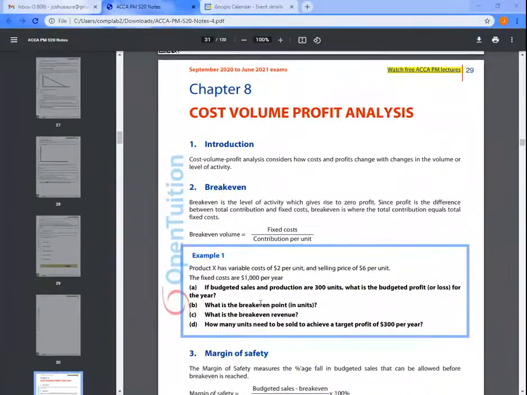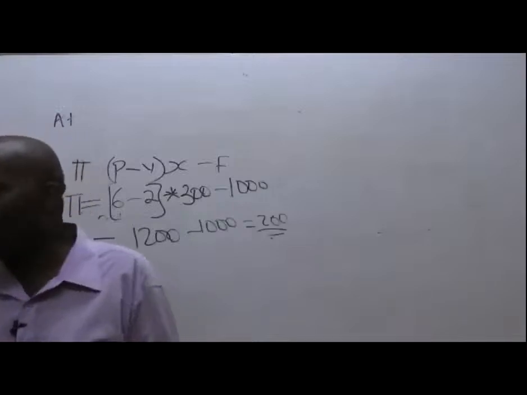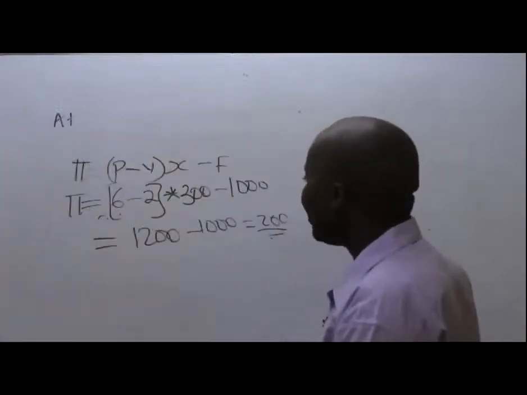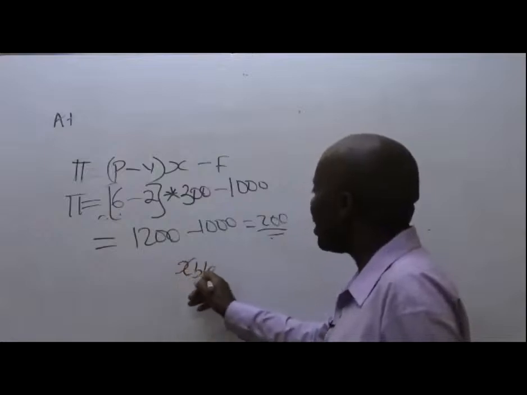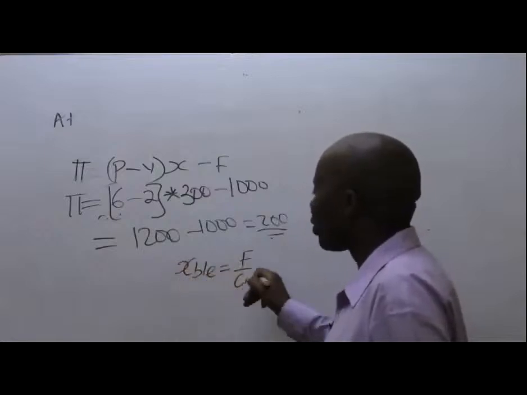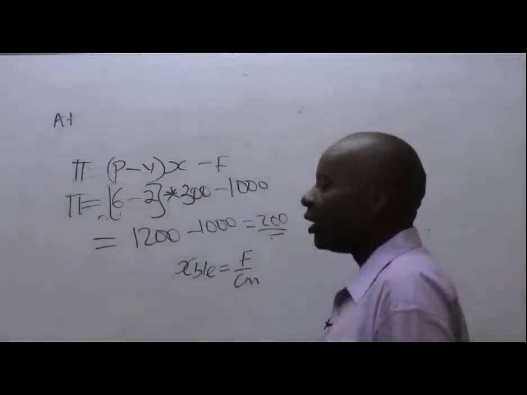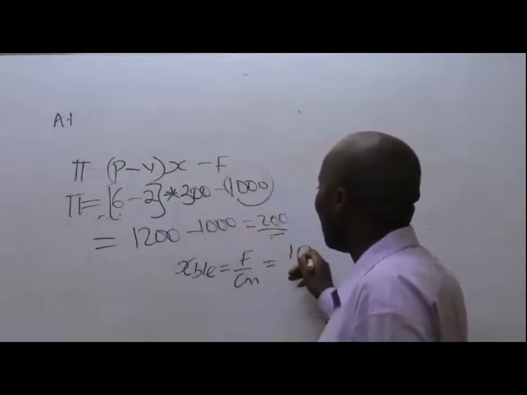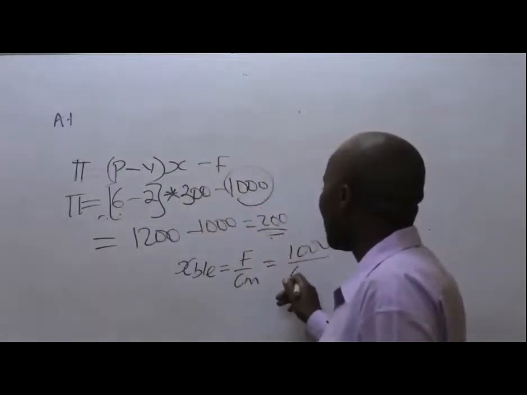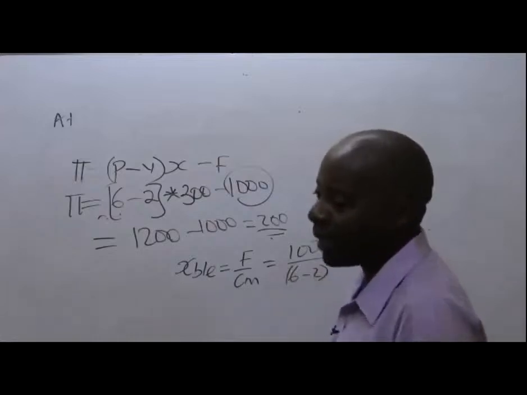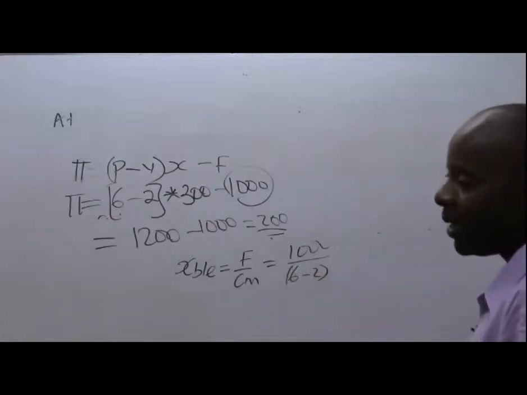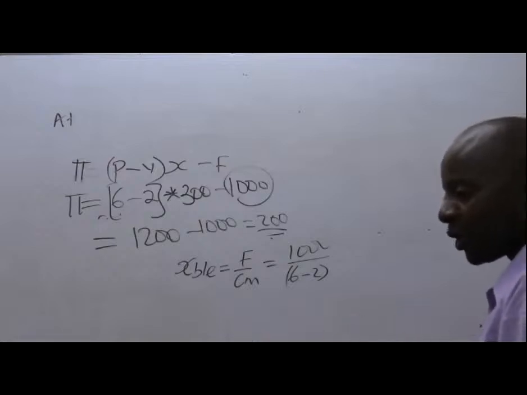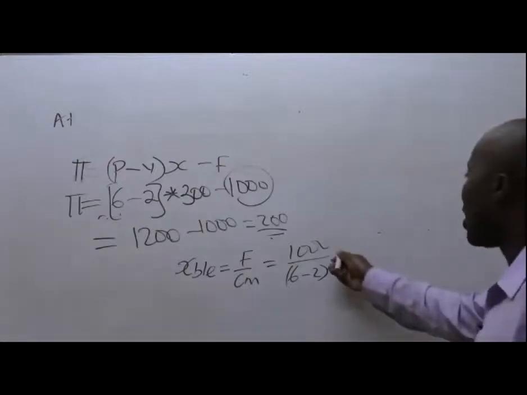Now look at part B. They want us to give them the break-even point in units. So how do we get the break-even point in units? Very simple. To get the break-even point in units, XBE, we normally take fixed cost over contribution margin. The fixed cost that we have here is 1,000. Contribution margin is 6 minus 2. So can somebody tell me how many units I am going to sell to break even? I'm being told it's 250.